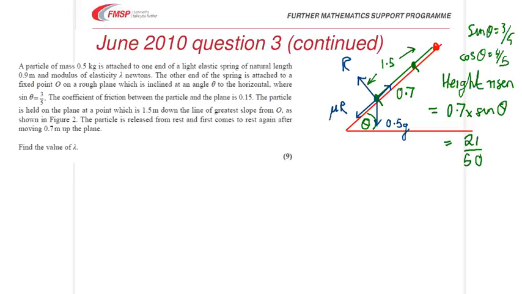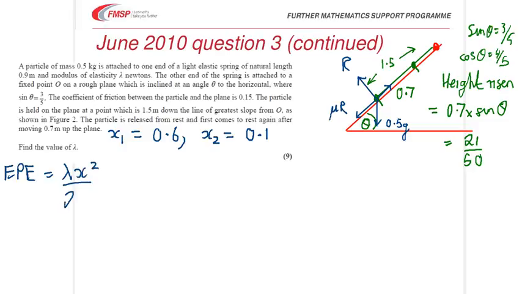Let's work out the extensions at the start and the finish. X1, the extension, is 0.6, and X2, be careful here because it's not unstretched at the end, in fact it's compressed to a distance of 0.1. The fact that it's a compression doesn't matter here because we're concerned with the elastic potential energy. So the elastic potential energy expression, you need to recall this, is lambda x squared over 2L. We're basically doing the preparatory work here, and we'll put it all together on the next page.